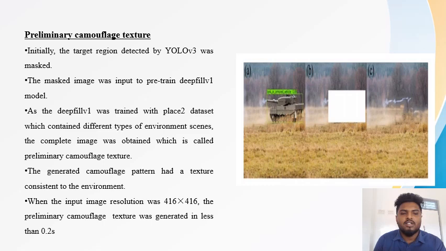The generated camouflage pattern had a texture consistent with the environment. When the input image resolution was 416 by 416, the preliminary camouflage texture was generated in less than 0.2 seconds.